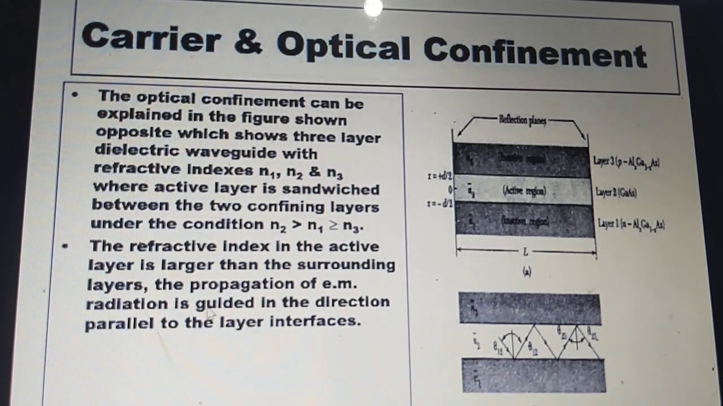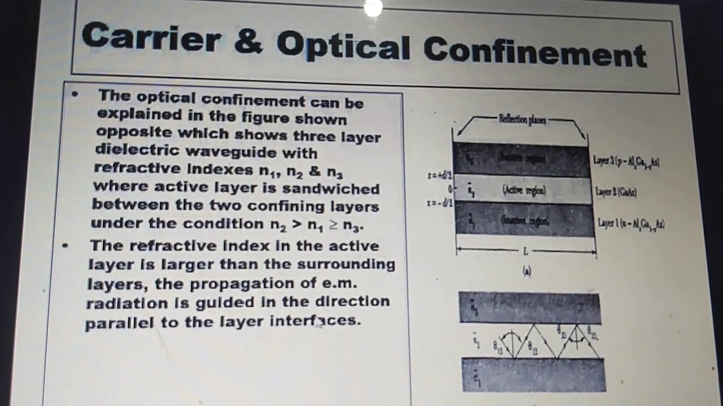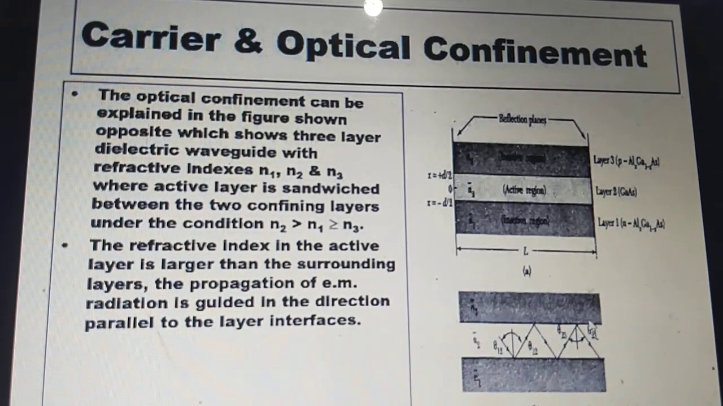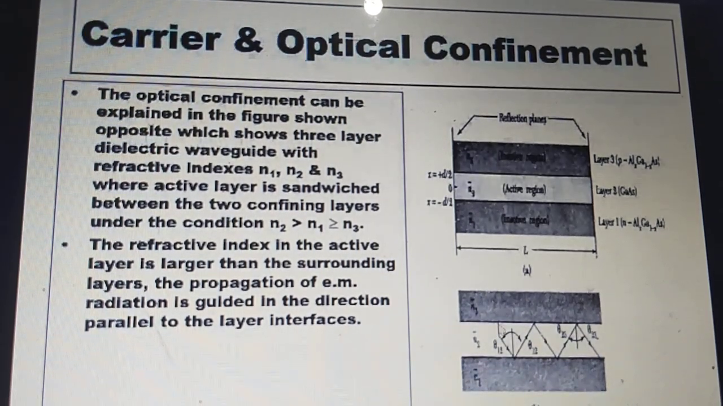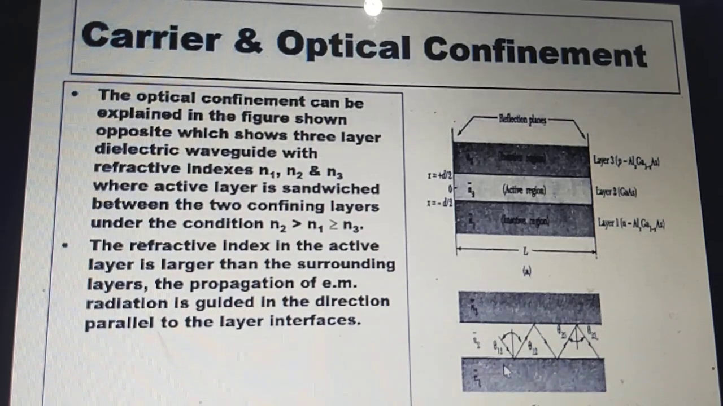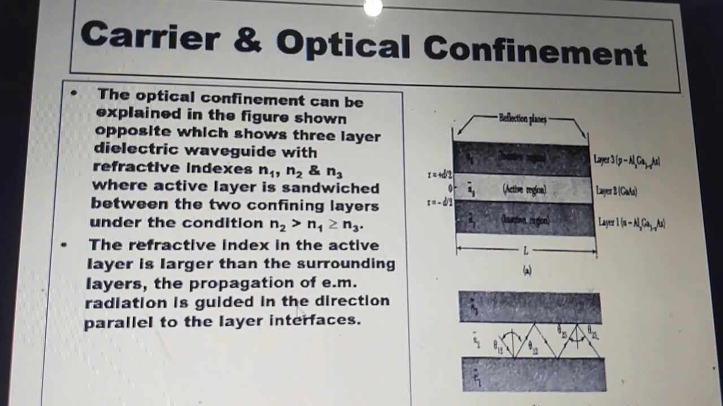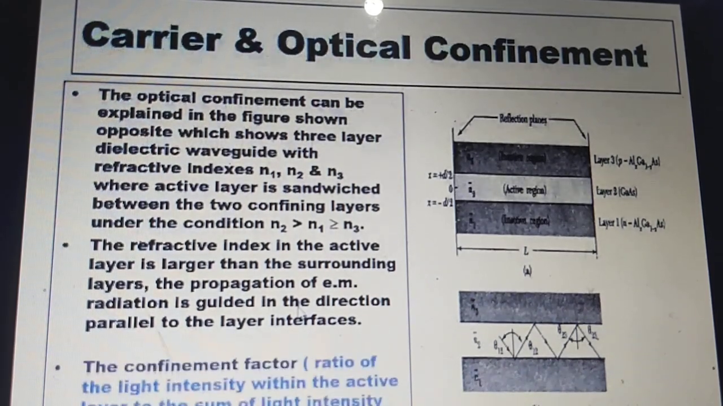The propagation of EM radiation is guided in the direction parallel to the layer interfaces. So you can see that radiation is guided, total internal reflection takes place, and radiation is guided by these parallel planes that emerge due to the interface of the inactive AlGaAs layer with the GaAs layer on both ends. So the propagation of EM radiation is guided in the direction parallel to the layer interfaces.